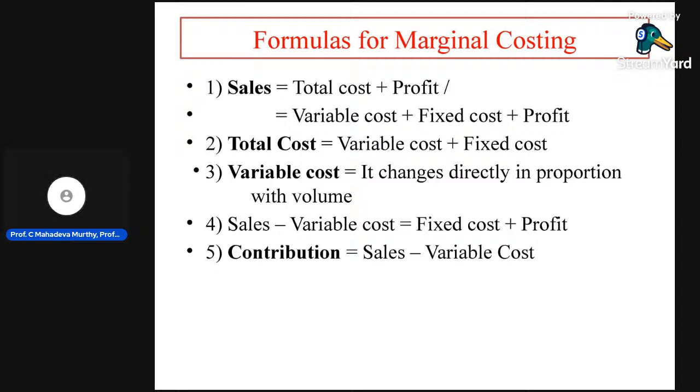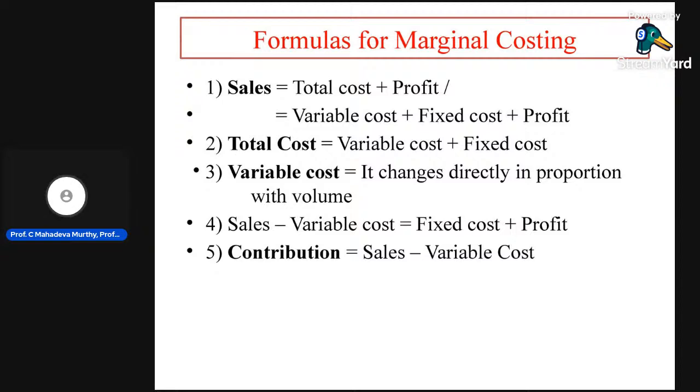The next one, variable cost. I already explained that it changes directly in proportion with volume. If the volume increases, 1 unit 5 rupees; if it increases, 20, 25, 100, it changes proportionately, directly. It changes directly in proportion with volume. That is variable or marginal cost.